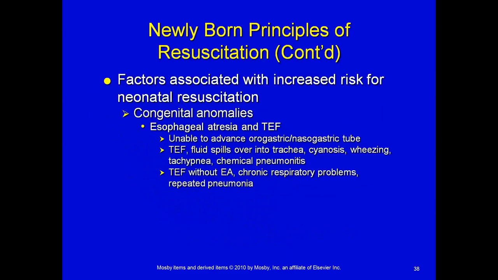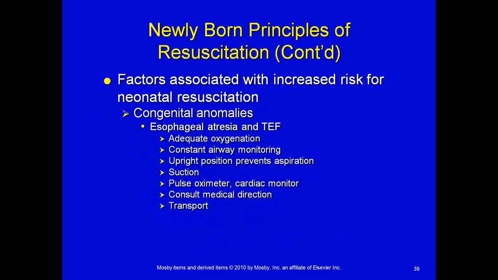With TEF, the fluid spills over into the trachea, causing cyanosis, wheezing, tachypnea, and an aspiration pneumonia. TEF without esophageal atresia, they'll have chronic respiratory problems and repeated pneumonias from aspiration.